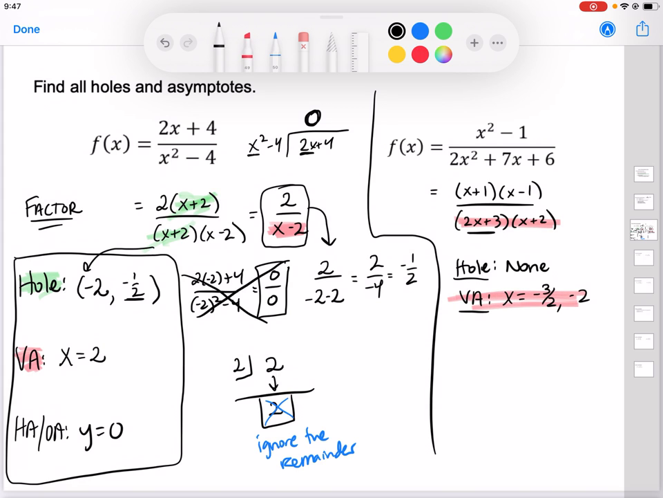Remember, if you're stuck and it's hard to figure out what the zero is, I'll write it up here. If I take that 2x plus 3 and set it equal to 0, then you just solve. So you subtract 3, then divide by 2.